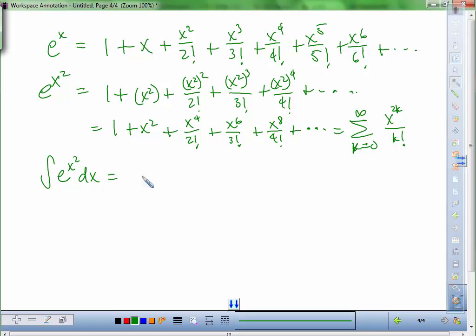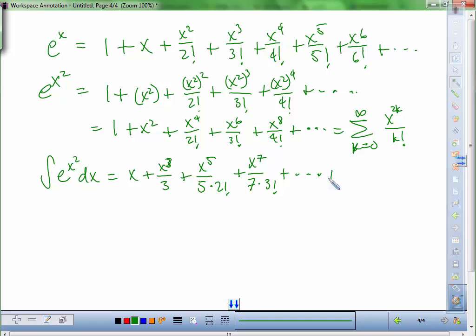So if you're interested in integrating this, you would integrate your infinite series term by term, and integrating each of these power functions is going to be a piece of cake, right? So the integral of 1 is x. The integral of x squared is, what is it? x cubed over 3. Integral of this is x to the 5th over 5 times 2 factorial, x to the 7th over 7 times 3 factorial, etc.